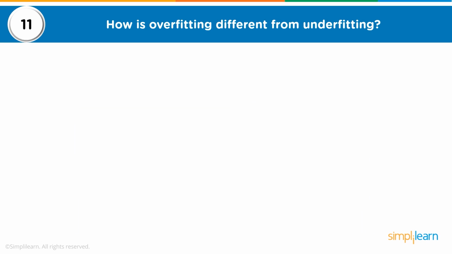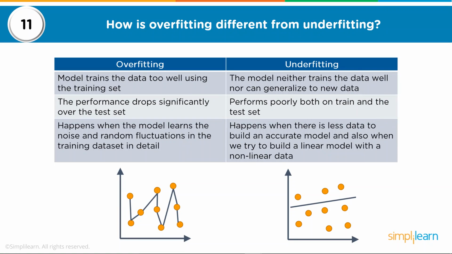How is overfitting different from underfitting? Always a good one. Overfitting. Probably the biggest danger in data analytics today is overfitting. The model trains on the data too well using the training set. The performance drops significantly over the test set. It happens when the model learns the noise and random fluctuations in the training data set in detail. And again, the performance drops way below what the training set has.